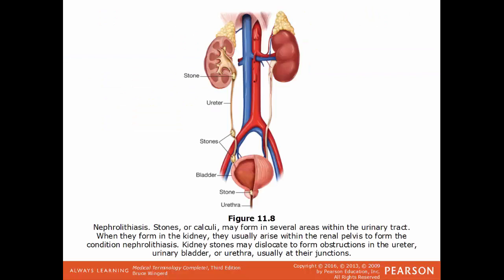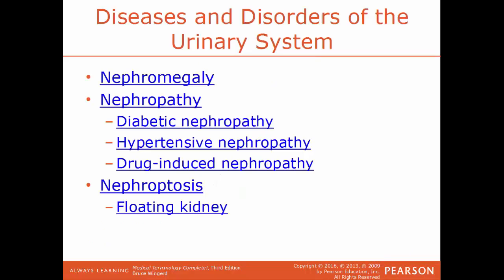All right, this illustration, we have an example of nephrolithiasis and some common places that kidney stones will deposit themselves. They're commonly found here where the ureter meets the renal pelvis, right near the femoral artery here, right at the bladder, or right inside the bladder. Nephromegaly is the abnormal enlargement of the kidneys. Nephropathy is a general term that applies to any kidney disease. There are some examples that are listed here.